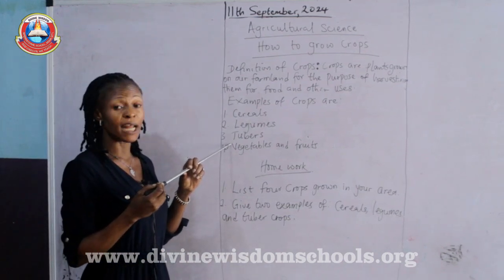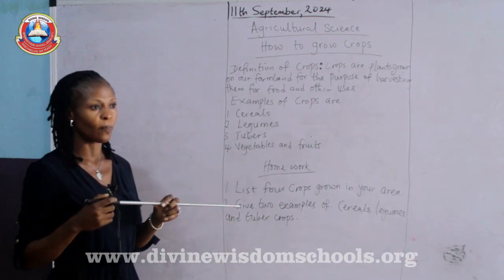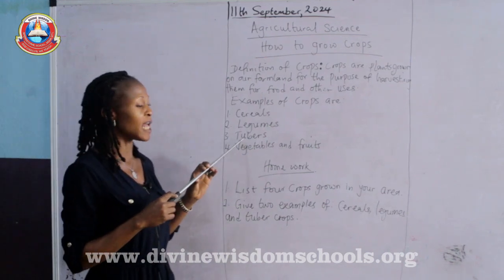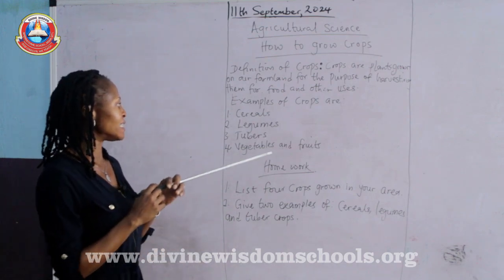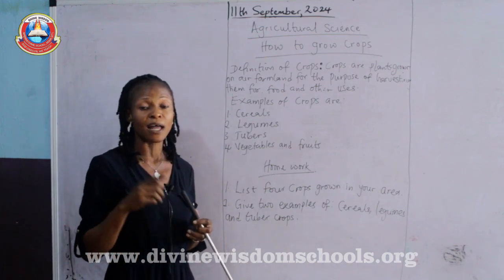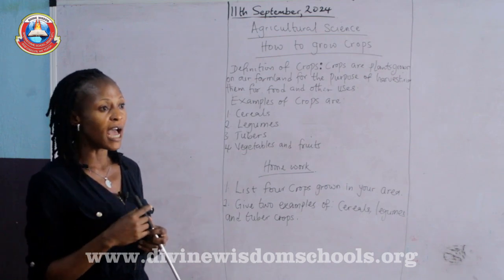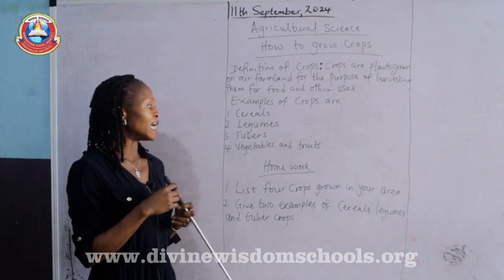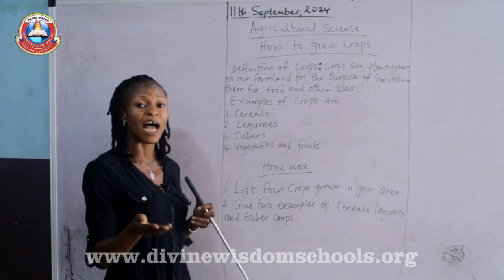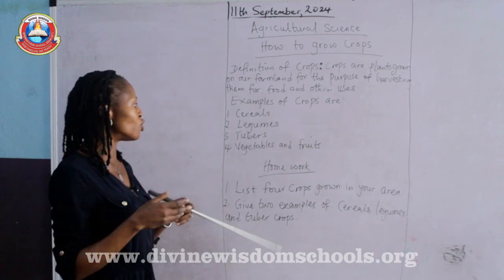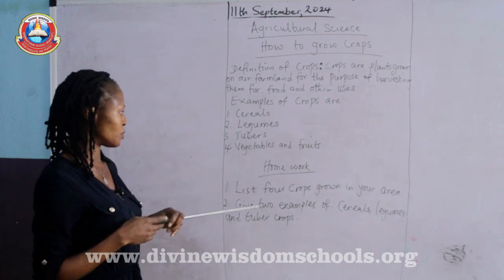The third one we'll be looking at is tuber crops. The tuber crops are also crops that are rich in carbohydrates. Examples of tuber crops are cassava, yam, and sweet potatoes. We also have the Irish potatoes. We also have cocoyam. All of those belong to the tuber crops.